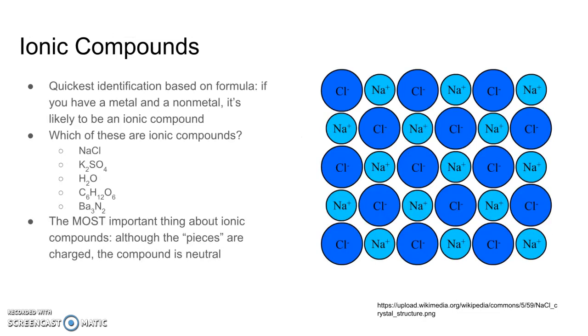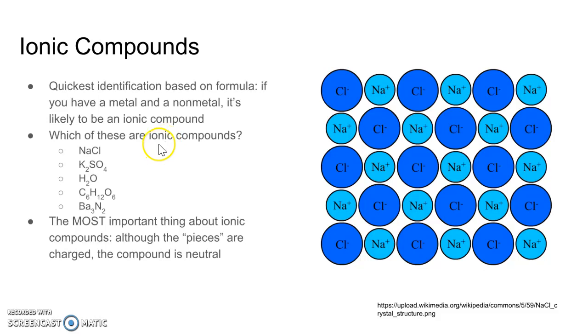So, ionic compounds. You're going to learn more and more about them this unit, but the quickest way to identify it based on just the formula: if you have a metal and a nonmetal, it's likely to be an ionic compound. So based on that, and probably by looking at a periodic table, which of the following of that list that I have right here are ionic compounds? You can pause here, see if you can figure it out, and then here are the answers.